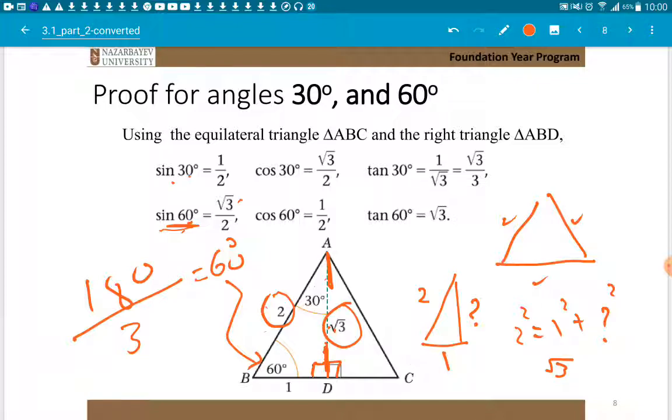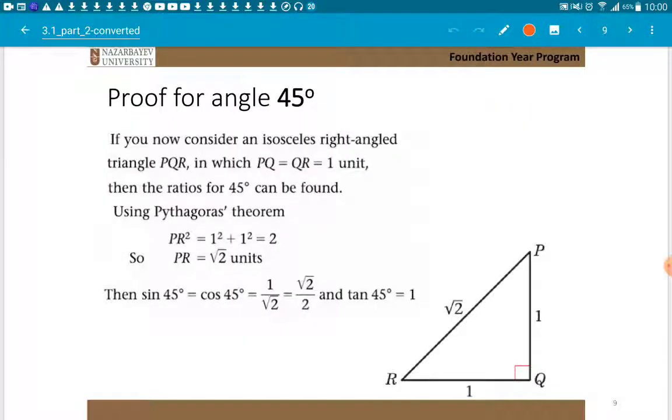Let's go to the other triangle. This kind of triangle we call an isosceles triangle. Two sides are the same. We don't care about the third one. How much is it? We pick, like, 1 for the length. You could pick any number and you will get the same answer, but 1 makes it easy.